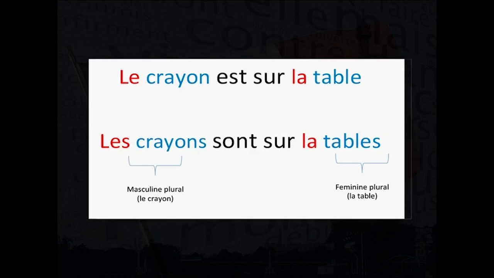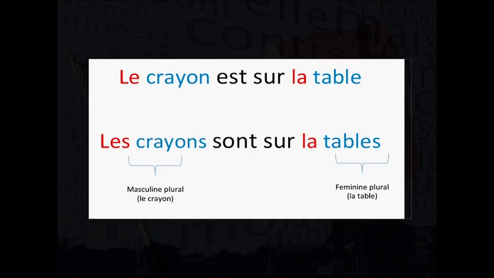When we change this sentence into plural, in English it would be the pencils are on the tables. And the French equivalent sentence would be Les crayons sont sur les tables. We notice that the word les precedes the word crayon, which is a masculine plural noun, as well as the word table, which is a feminine plural noun.